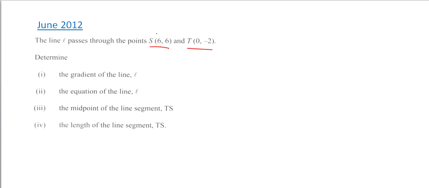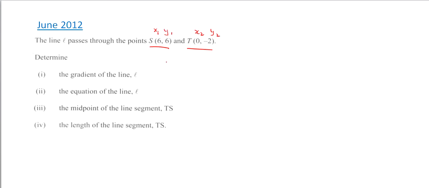So the first thing we need to do is to label our x1, y1, x2, y2. Now, I'm very serious about this. You need to label your points, please. In the exam paper, you can write x1 and y1, x2, y2. If you do that, then you will not make a mistake. All right? So the first part, find the gradient of the line.